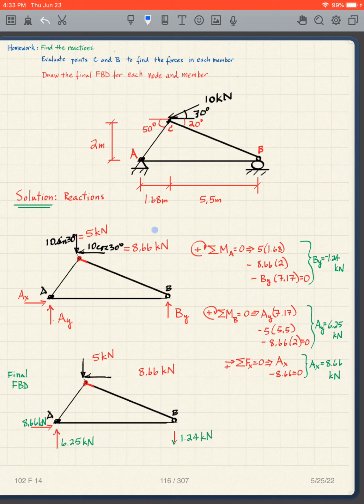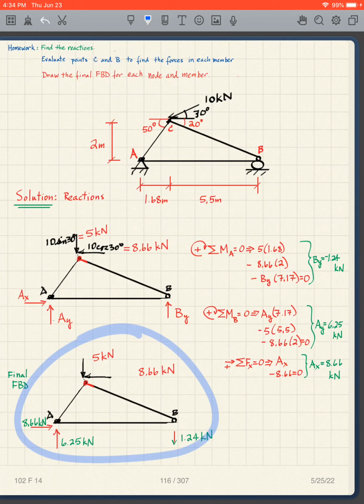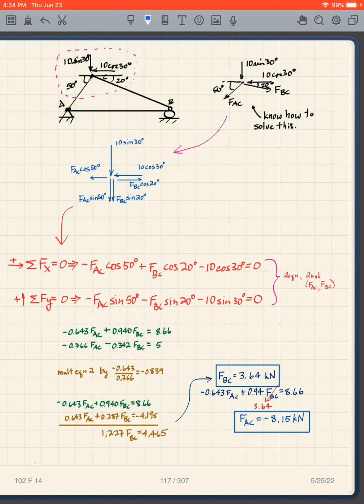And we have that AX is equal to 8.66. So here's my final free body diagram. I'm going to use that to get my forces. Well, point B, I guess I can do point B without even getting the reactions, but I wanted you to get the reactions. So how do I handle point B?